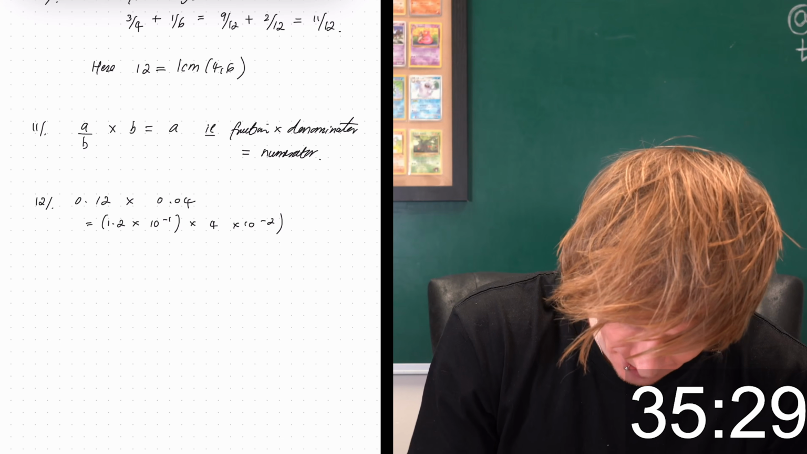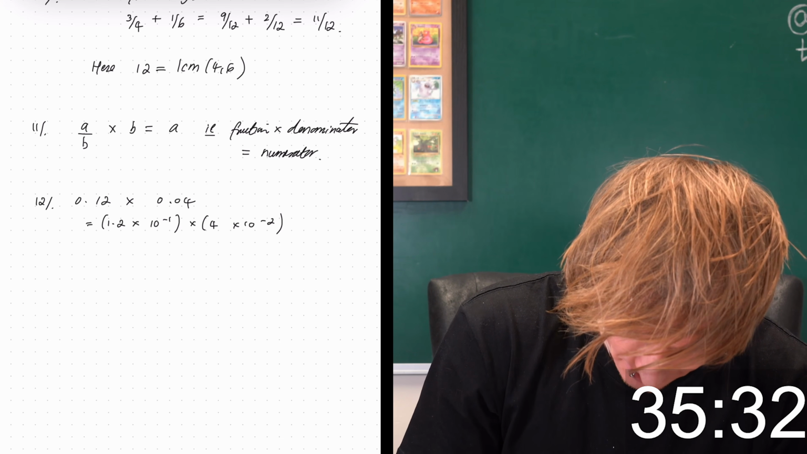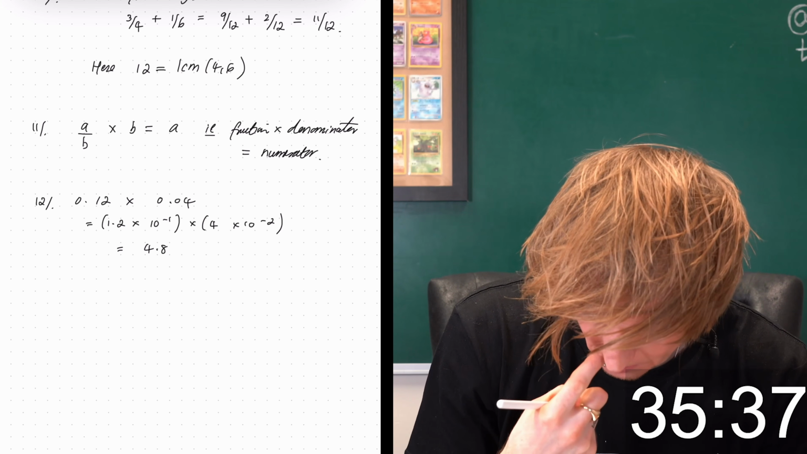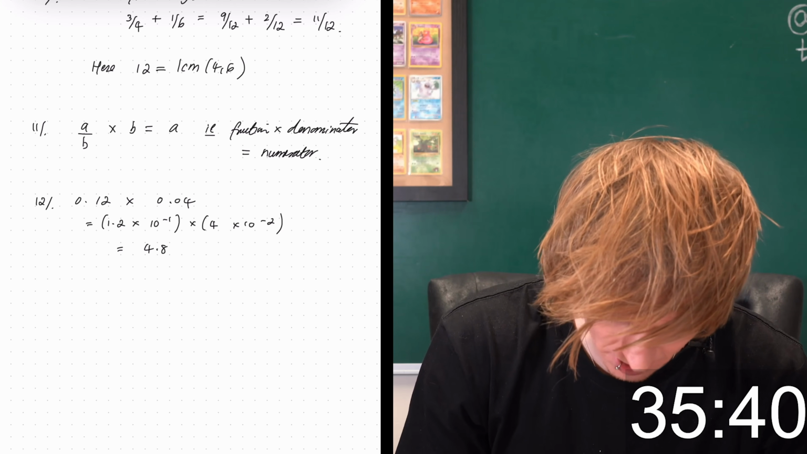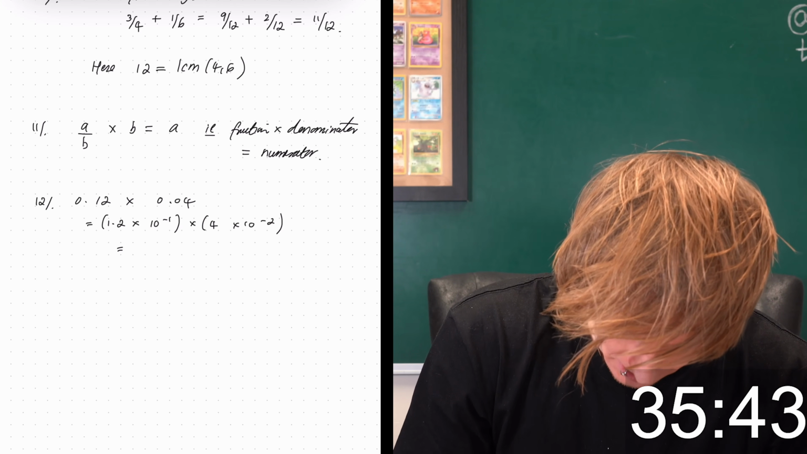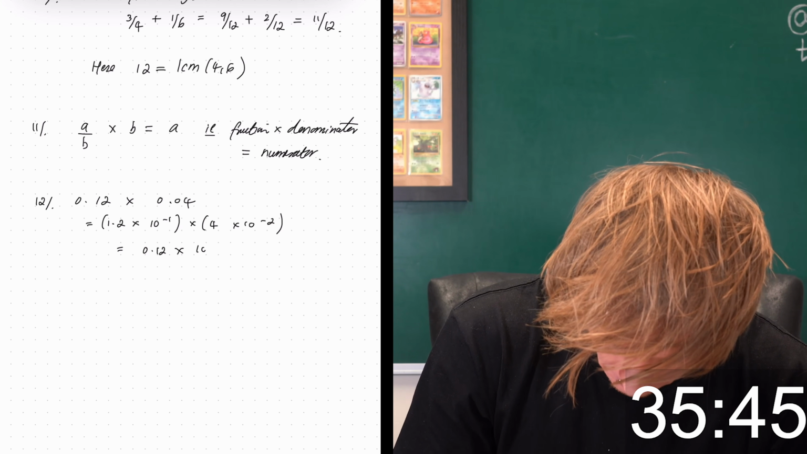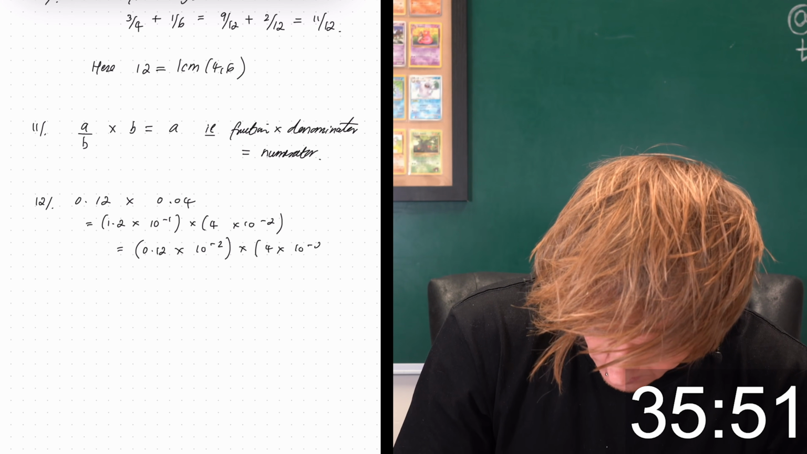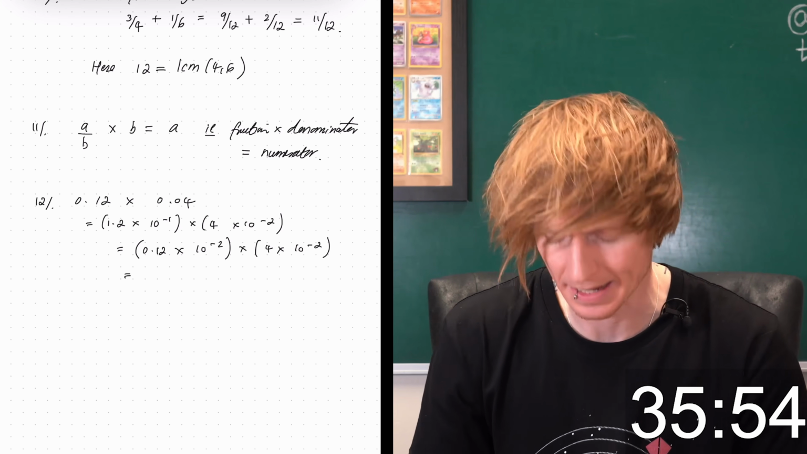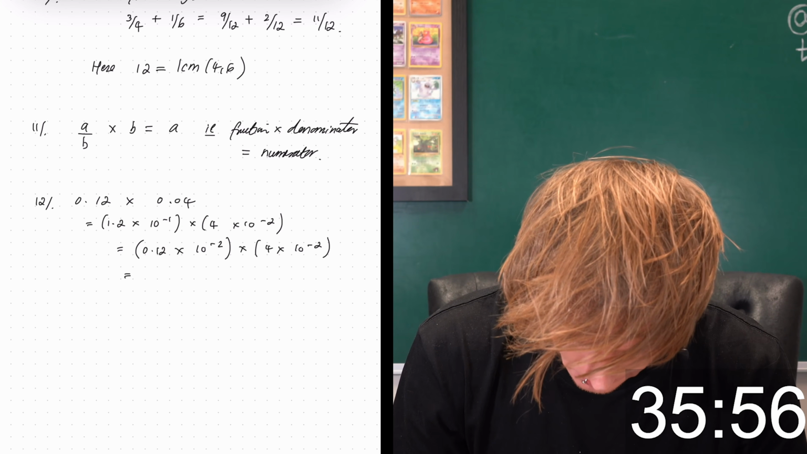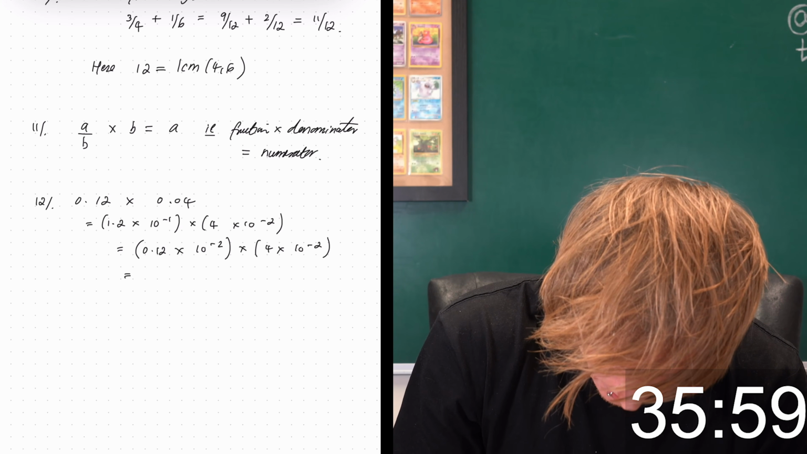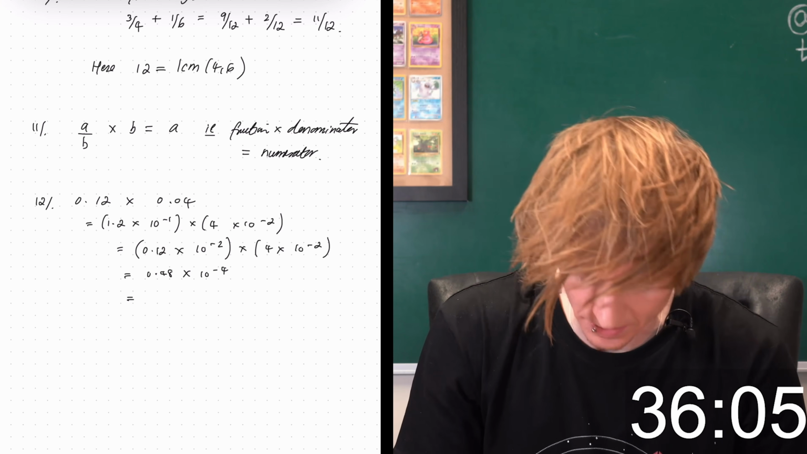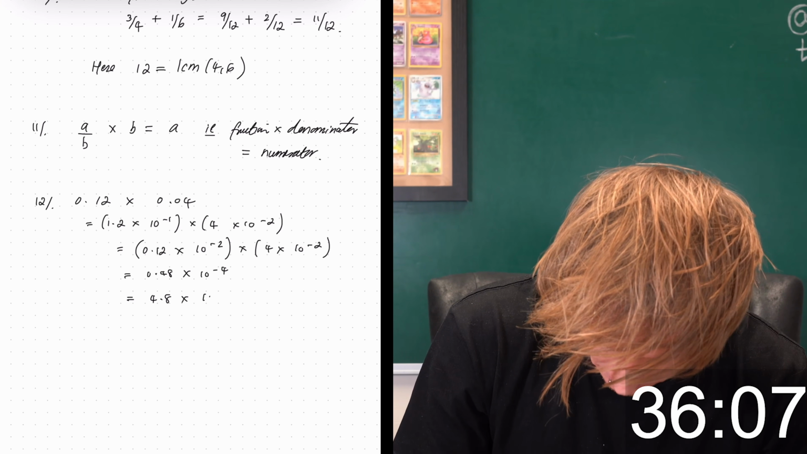Oops, that bracket goes there. So in standard form, that would now give me 4.8. No, it wouldn't, because I need to put them in the same standard form, don't I? So scrap that. So you would say it's 0.12 times 10 to the minus 2 times 4 times 10 to the minus 2. Probably didn't have to do that anyway. Now you just multiply everything through. So it's just 0.12 times 4, so it's 0.48 times 10 to the minus 4, which in standard form would be 4.8, yeah. So I didn't need to do it that way, but anyway.